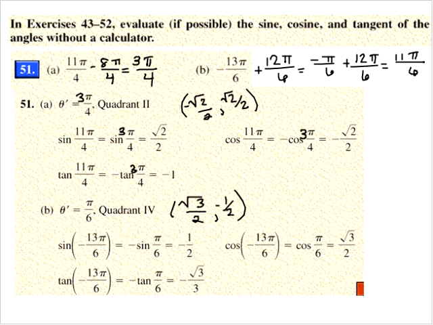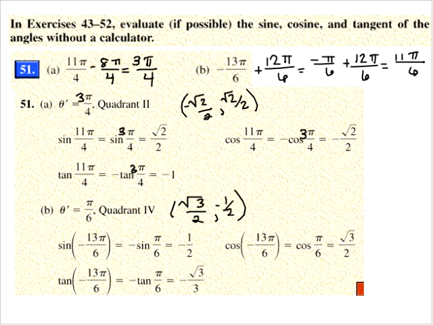All right, it says to solve without a calculator. So what we're going to do is use the unit circle instead, because I think it's much easier if we use the unit circle. So first of all, let's look at part A. We need to find the radian measure on the unit circle that corresponds to 11 pi over 4.